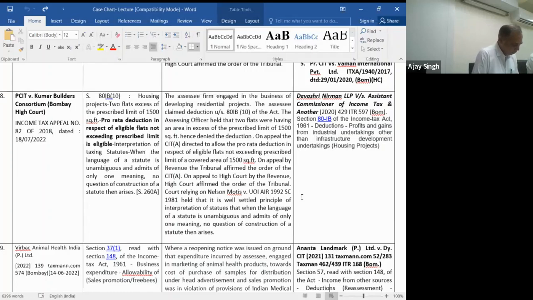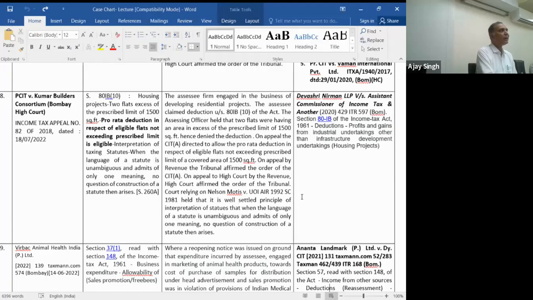When the matter came up before the Honorable Bombay High Court, it looked into this particular deduction and said that considering the nature of the deduction, where the language of the statute is so clear, to the extent the area of the project is falling within eligible limits, to that extent the assessee should get the deduction. So basically the pro rata claim of the assessee has been accepted by the Bombay High Court.